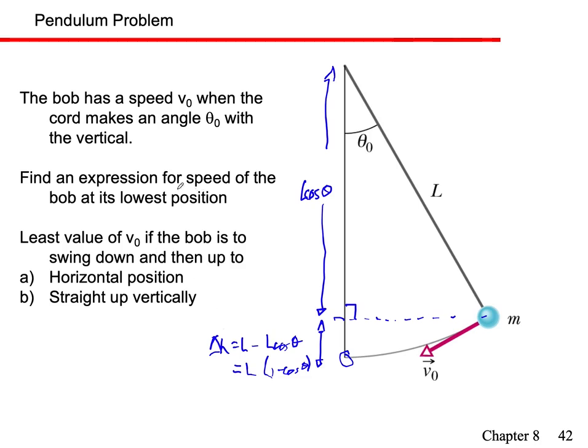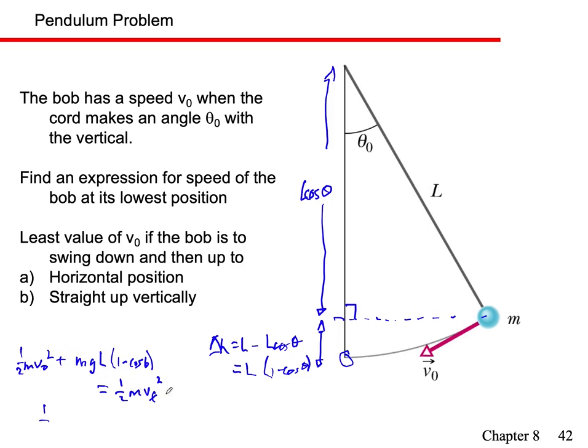And so then what's the expression for the speed at the bottom? It would just be the initial kinetic energy, 1/2 mv0 squared, plus our change in gravitational potential, mgL(1 minus cosine theta), would equal our final kinetic energy, 1/2 mv final squared. I could have also written this as the change in potential equals the change in kinetic, but you get the idea.